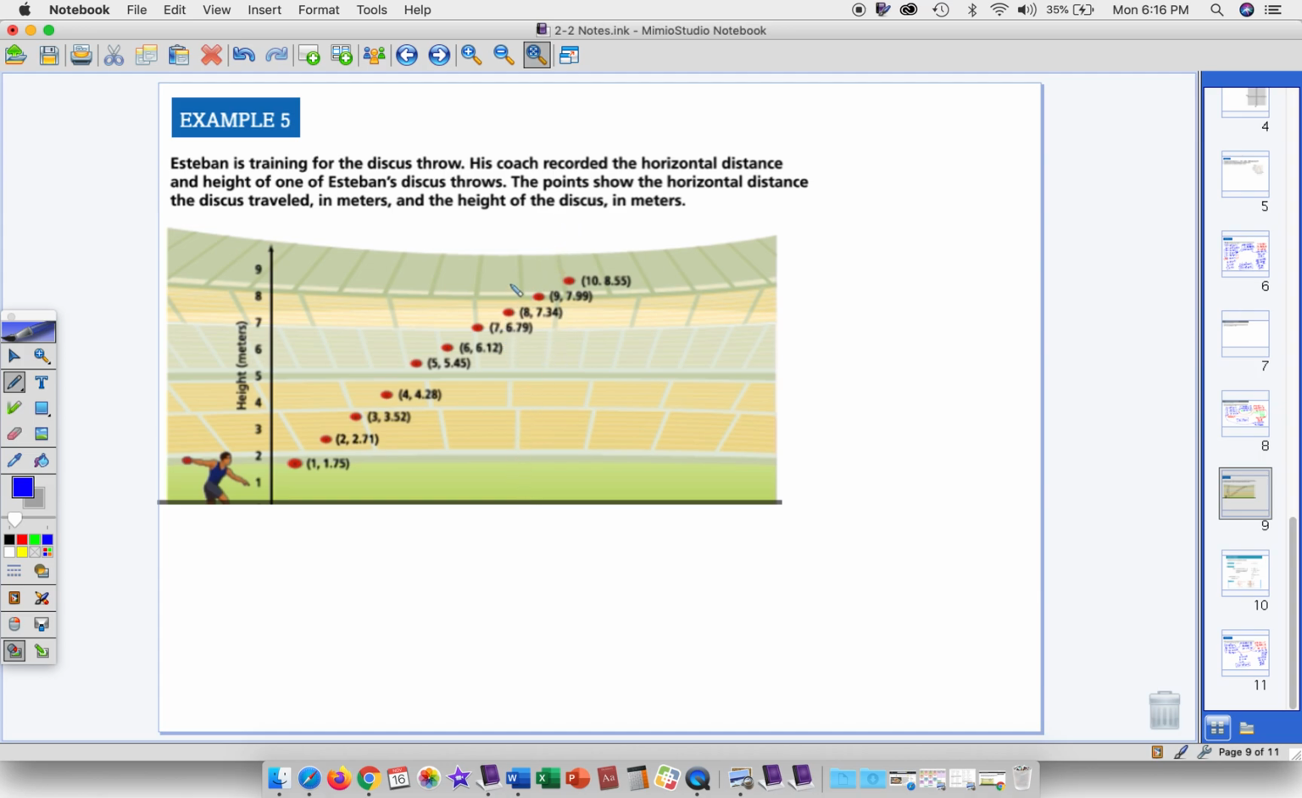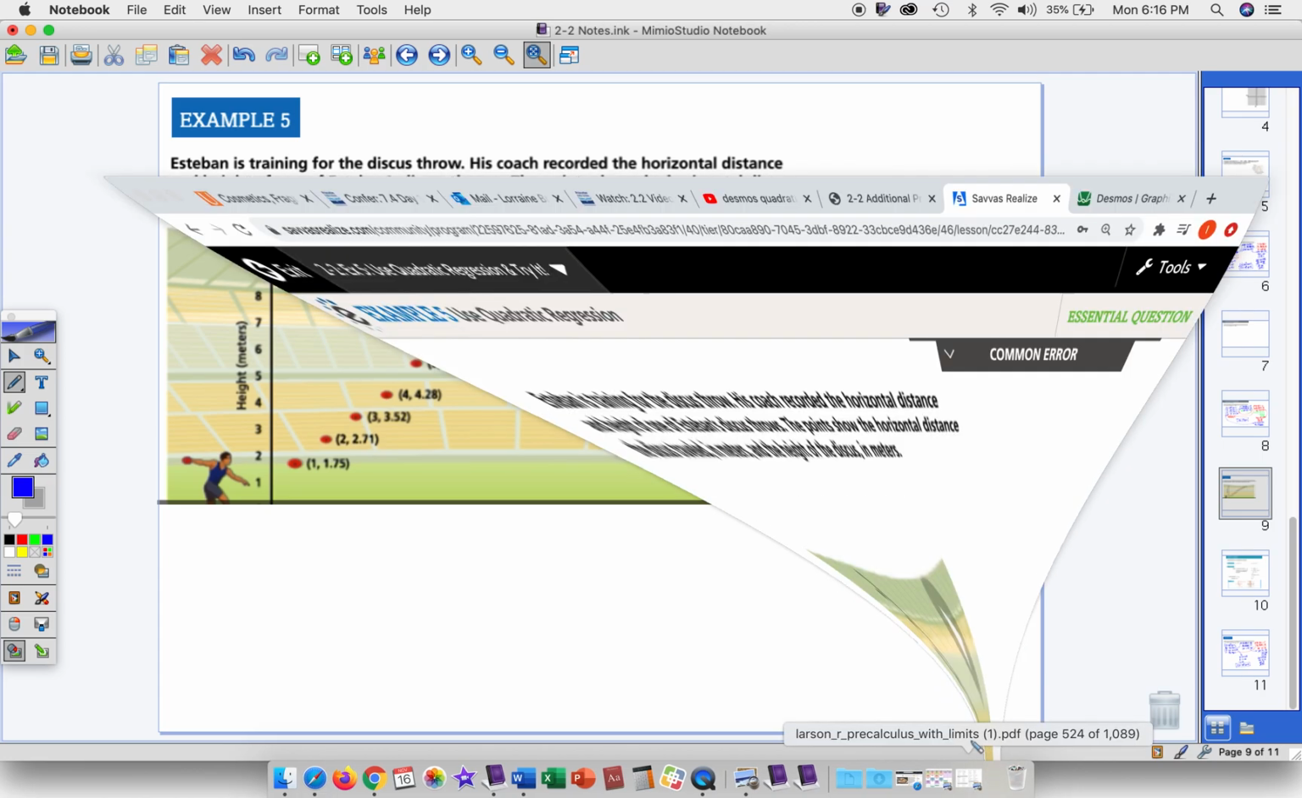So these are all of the horizontal distances and heights of one of Esteban's discus throws. The points show the horizontal distance the disc traveled in meters and the height of the discus in meters. Okay, so I'm going to show you the video.